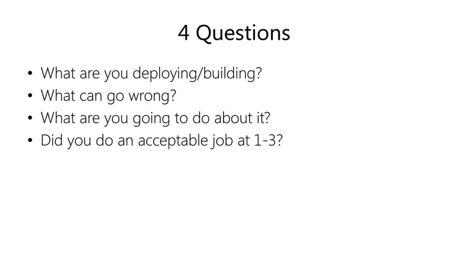It's built around four questions. The first question is, what are you deploying or building? The reason I like to start here is because it's something that you know about. If you're building or deploying a system, you understand what it is you're building. The next question is also a pretty natural one. What can go wrong? Well, that's a pretty broad question, and we'll talk about ways to focus in on what can go wrong. Once you know what can go wrong, you can ask, what are you going to do about it? And then the last question, did you do an acceptable job at numbers 1 through 3, is a quality assurance question.